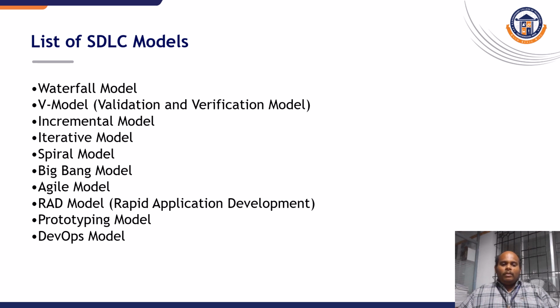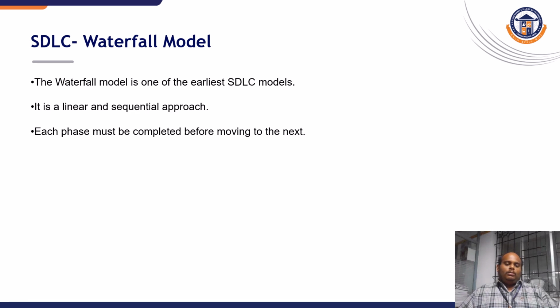List of software development life cycle models. There are various types of models available. What are they? Waterfall model, V model, incremental model, iterative model, spiral model, Big Bang model, agile model, RAD model, prototype model, and DevOps model. These are the various models implemented in the SDLC. Now we move to the waterfall model. Today we will discuss only the waterfall model.